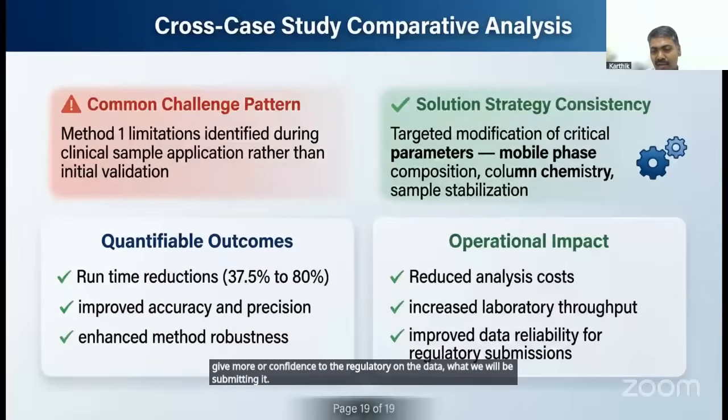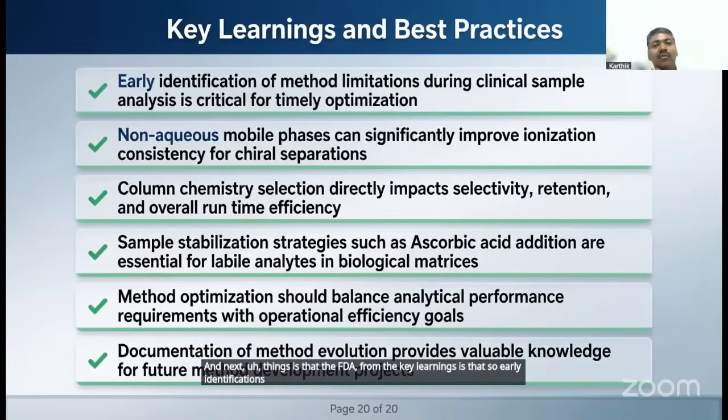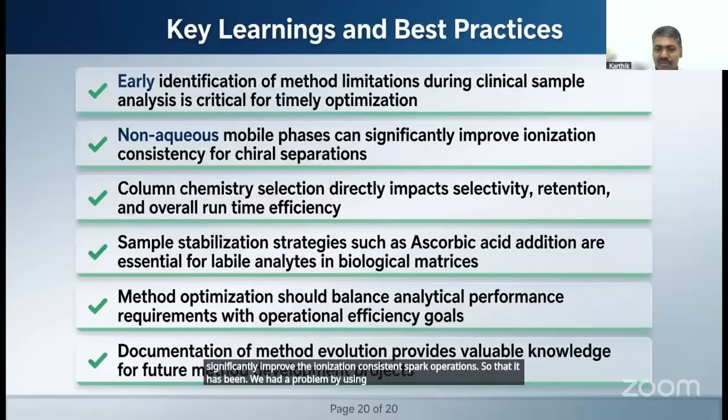And next, the key learnings from the FDA perspective. Early identification, before going to clinical samples, means that timely optimization can be done. A non-aqueous mobile phase can significantly improve ionization consistency for chiral separations, as we had a problem using an aqueous mobile phase. Column chemistry selection also directly impacts selectivity, retention time and overall runtime efficiency.